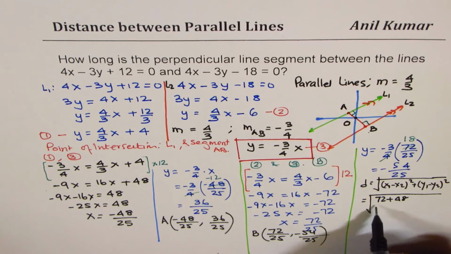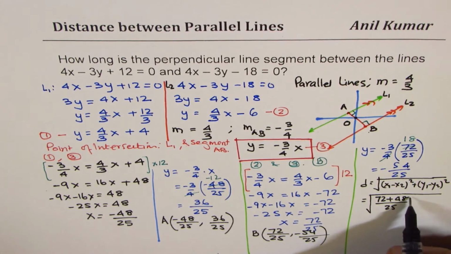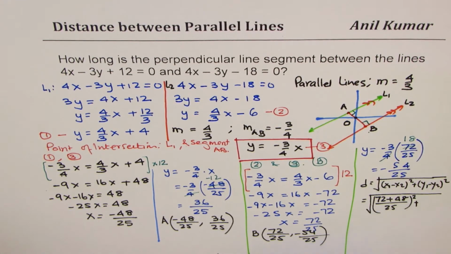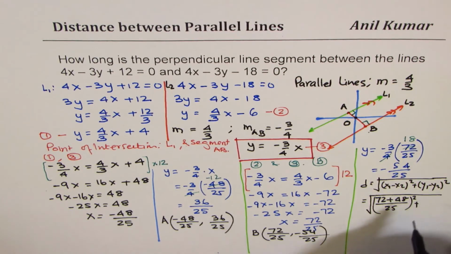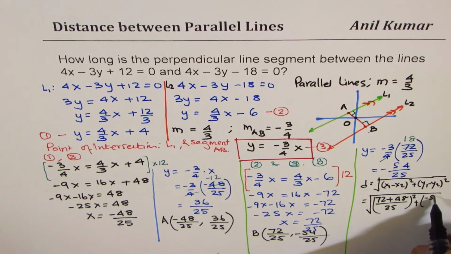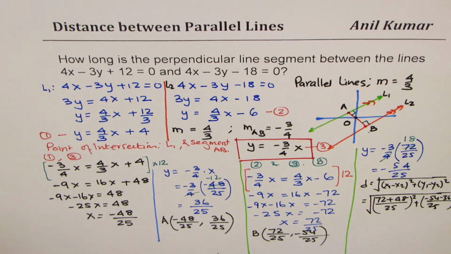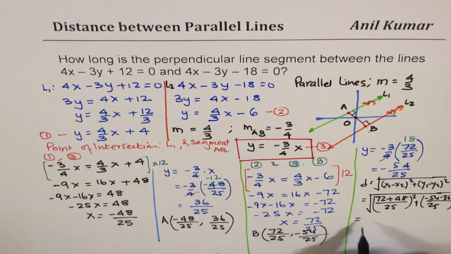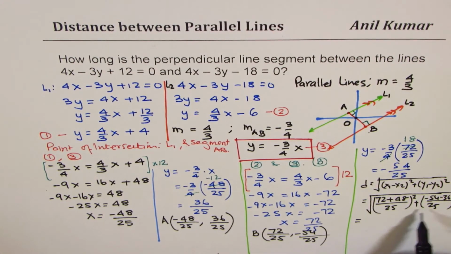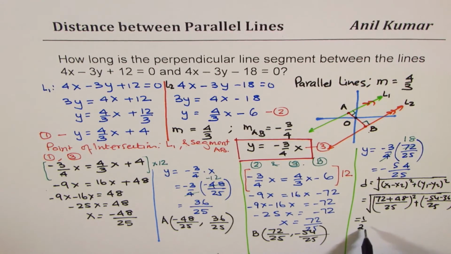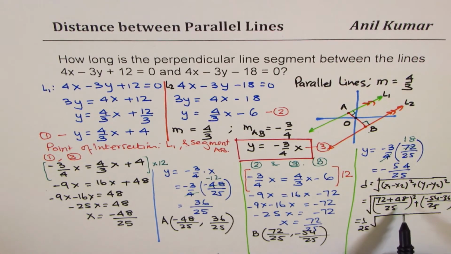over 25 whole square, plus the y values. We get minus 54 minus 36 by 25 whole square, correct? That becomes the answer. Now 25 square is a common factor. We could take it out of the brackets, I mean the square root. And within the square root, what do we get?